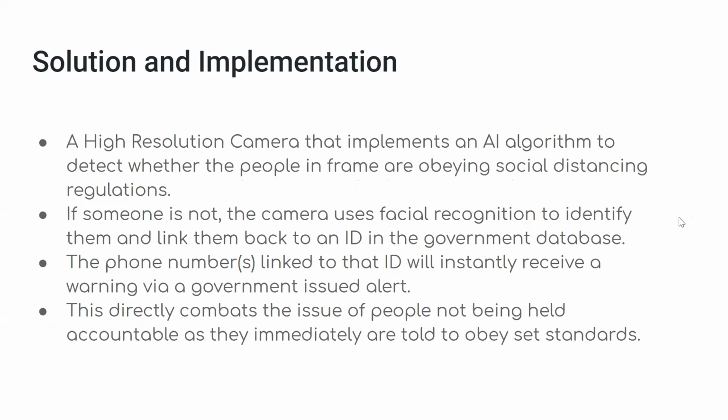So my solution is a high resolution camera that implements an AI algorithm to detect whether the people in the camera's frame are obeying set social distancing regulations. If someone is not obeying these regulations, the camera will use facial recognition to identify them and link them back to an ID in the government's database. The phone number or phone numbers linked to that ID will then instantly receive a government issue alert, similar to the ones that we received when the whole lockdown started, when it showed up on our phone. This directly combats the issue of people not being held accountable, as they are immediately told to obey the set standards through a message on their phone.